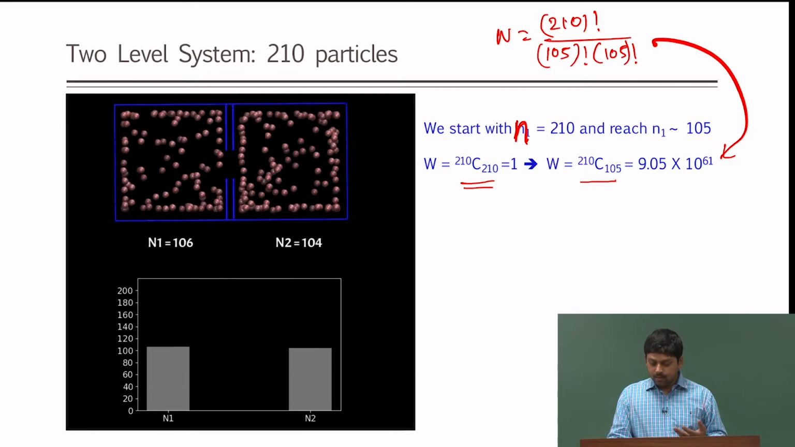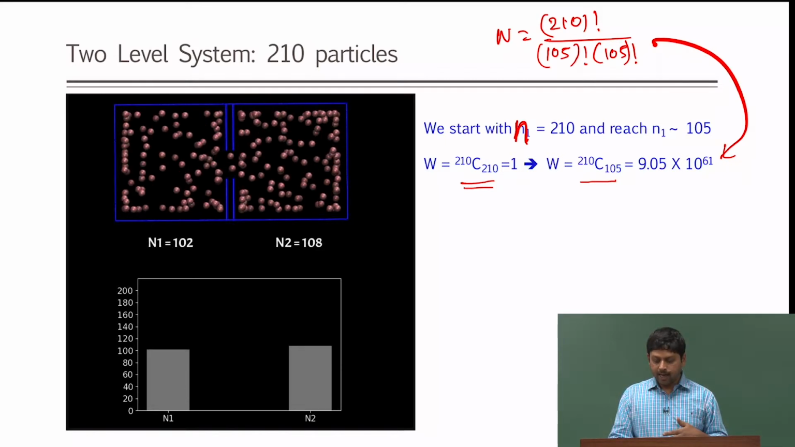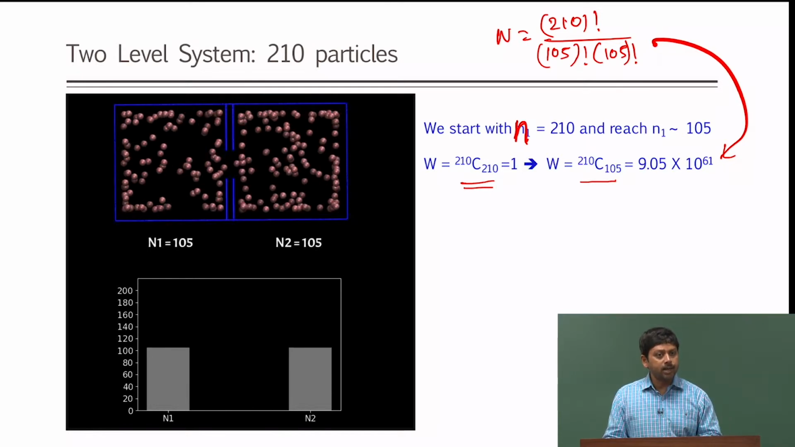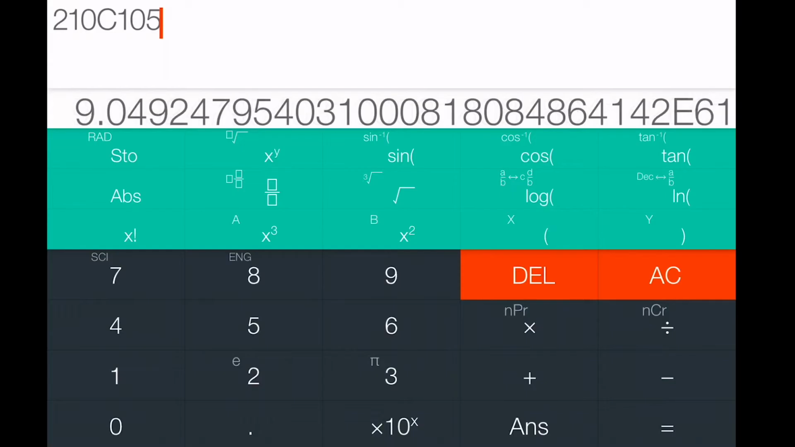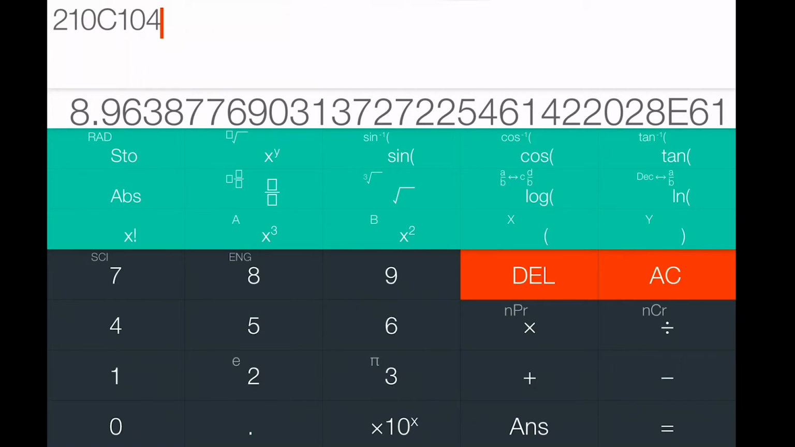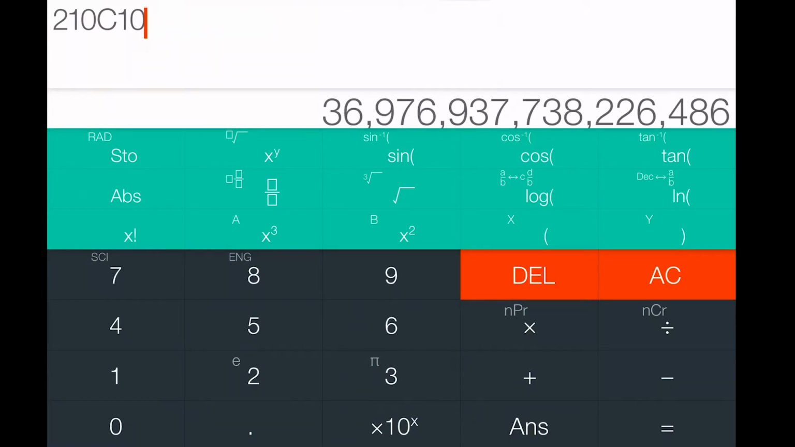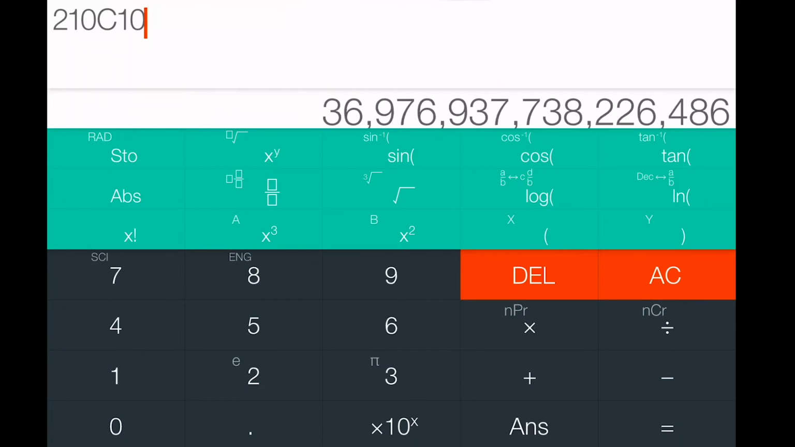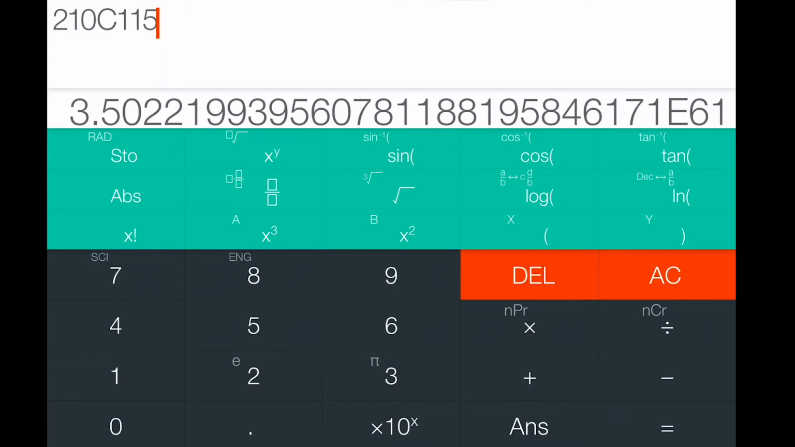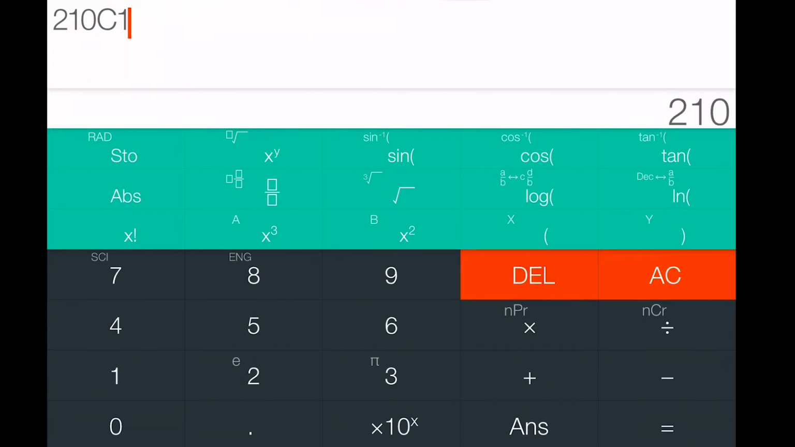Does it mean that there will be no systems with 104 particles in one box and 106 in the other? Yes, that possibility is also almost equally okay. For example, if I do 104, that is also 10 to the power 61. If I do 100, that is also 10 to the power 61. So a deviation of 5 particles does not matter. Let us do a deviation of 10, so let us do 115, that is also 10 to the power 61. Let us do a 10% deviation.